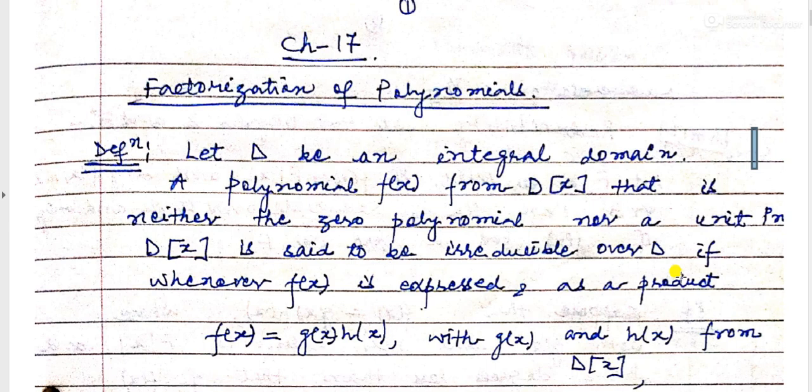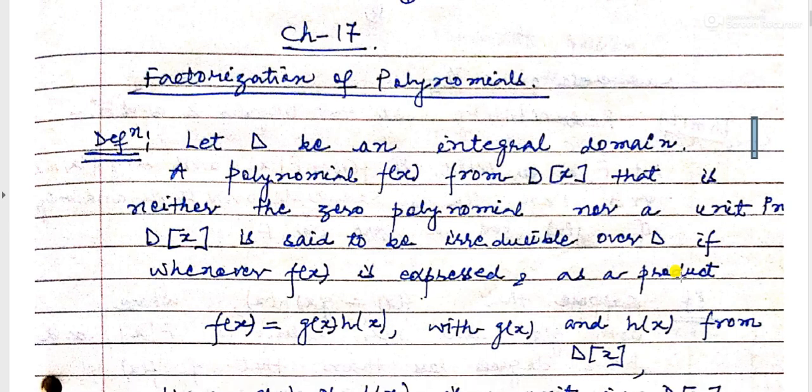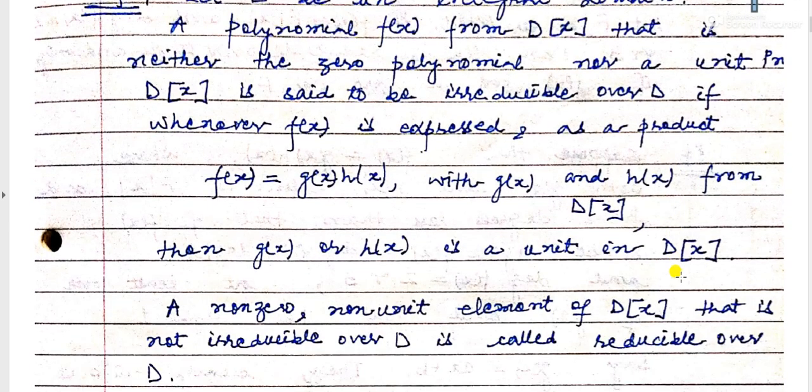As is clear from the name, irreducible means that it cannot be reduced. That means that it can be factored only in a trivial way. So if g(x) or h(x), one of them is a unit, then the degree... if D is a field, then f(x) cannot be expressed as a product of polynomials of lower degree. So in the case of a field, we can use a simpler version of this definition.